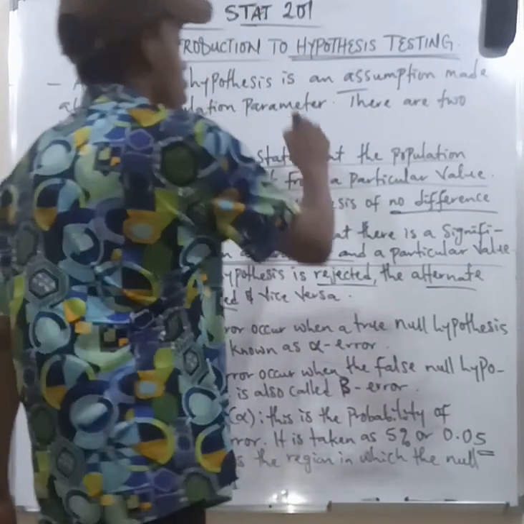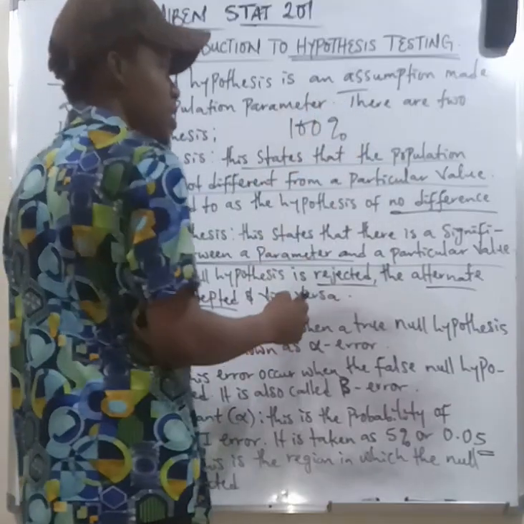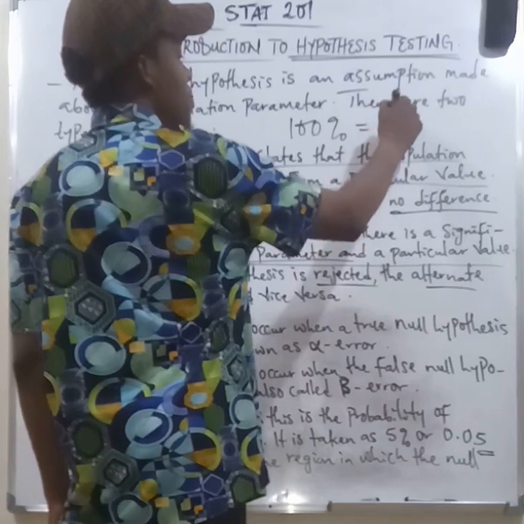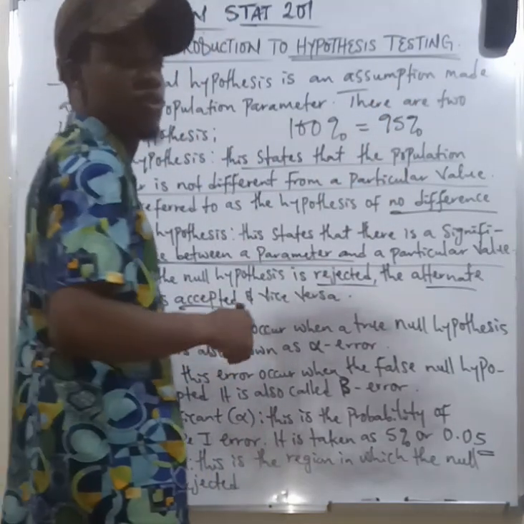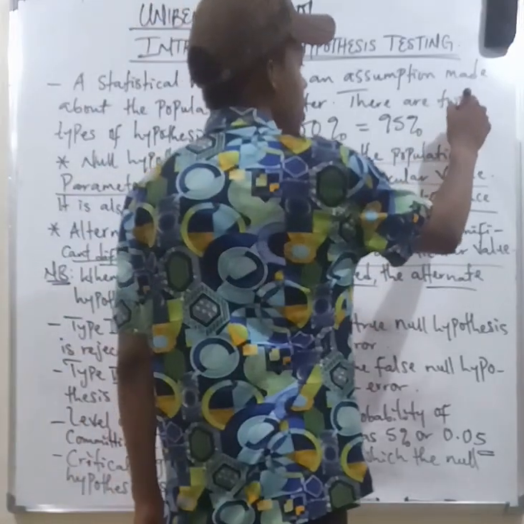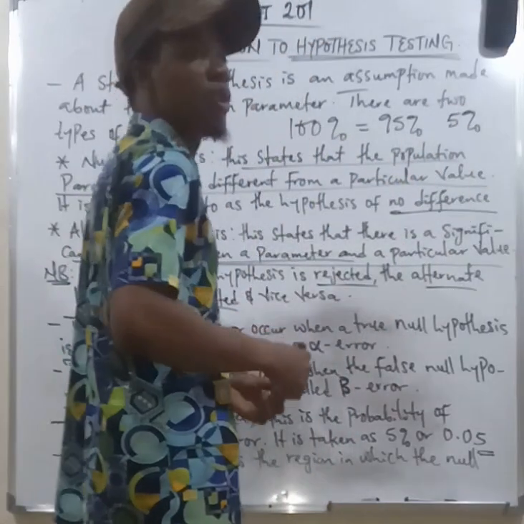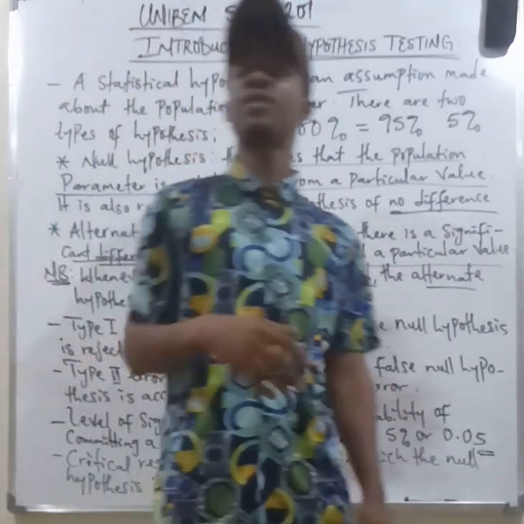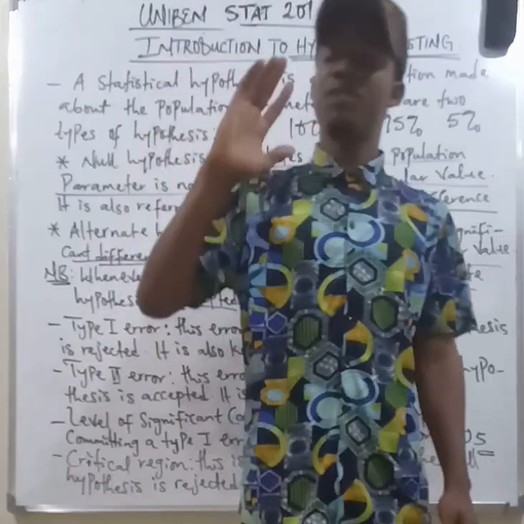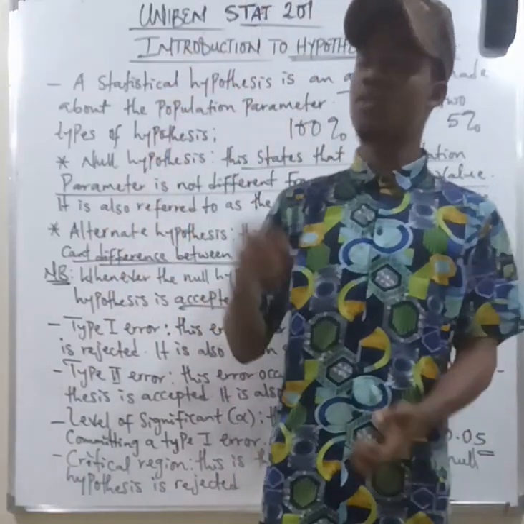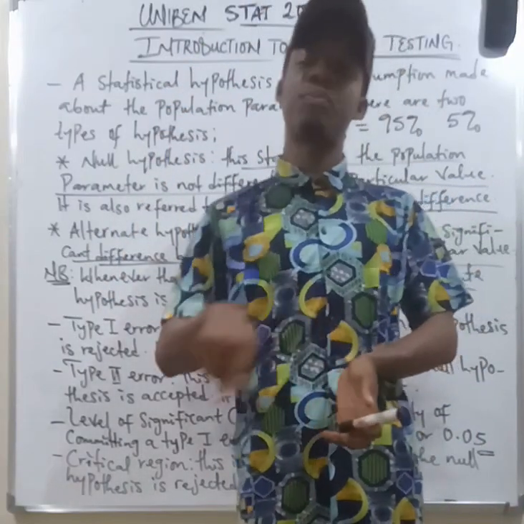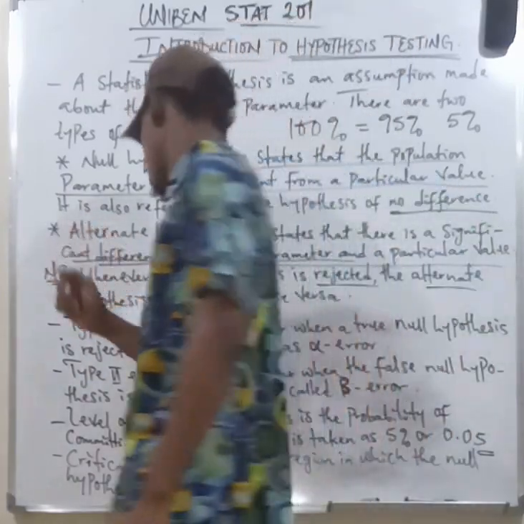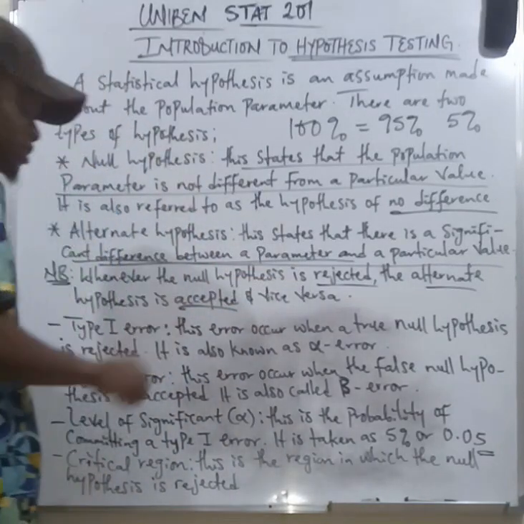It simply means that out of 100%, there is a 95% chance that you are going to accept the true null hypothesis, and there is also a 5% chance that a true null hypothesis is going to be rejected. So for every statistical hypothesis, there is a 5% probability that the true null hypothesis will be rejected. That is it for the level of significance.